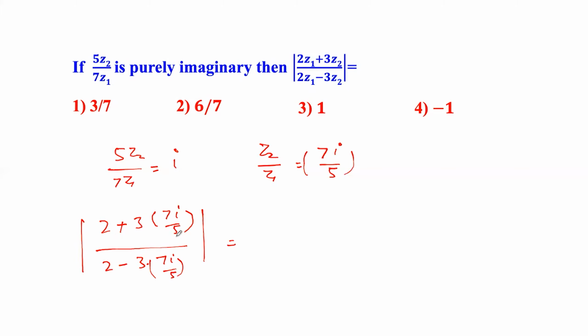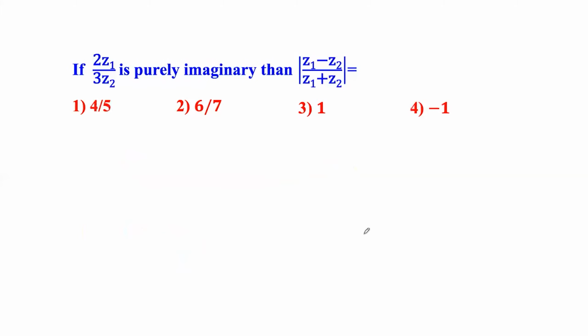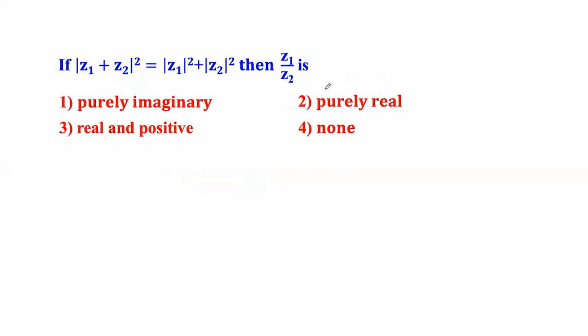So while solving this, Z1 by Z2, this is 10 plus 21i, that's a simple calculation part only, and this is 10 minus 21i. And the modulus of this, both ways you are getting unity. Again the same question: if Z1 by Z2 is equal to 3i by 2, with the same concept we have to get the same logic, and the same answer would be there. So carefully remember this, right?